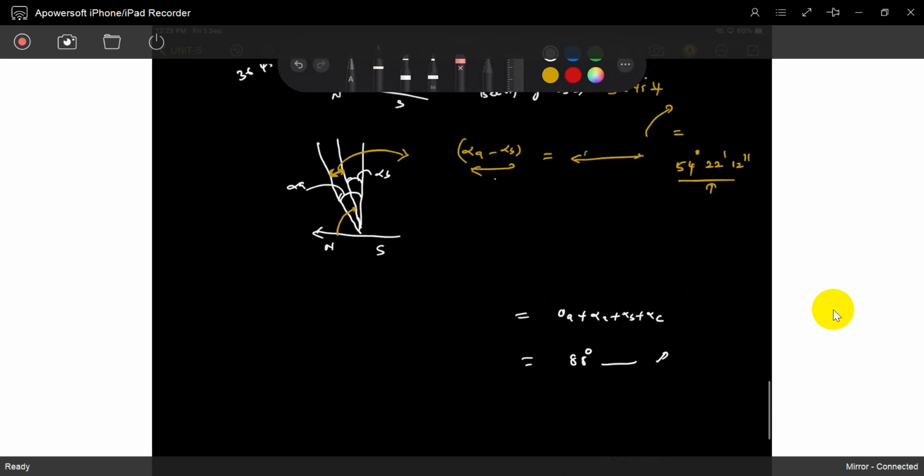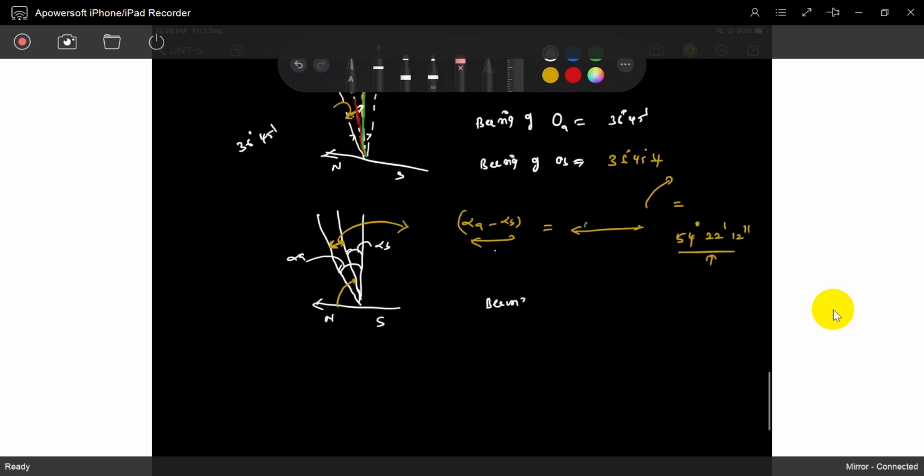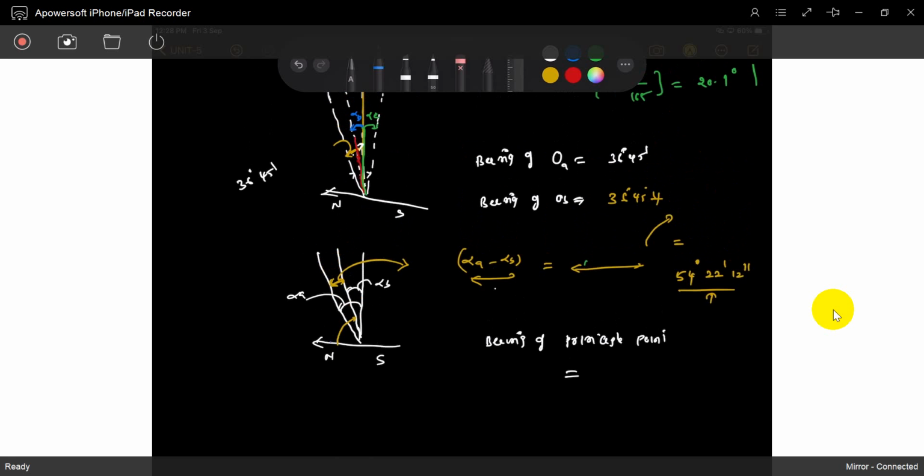Okay, so that's it. And next you can observe it. What is the bearing of the principal line? Bearing of the principal point or principal line? So the bearing of the principal line is, just see, that is the bearing of OA plus alpha A. That's it. No need of alpha B. Got the idea? Got the visual? The bearing of the principal point is just OA plus alpha A. That's enough.